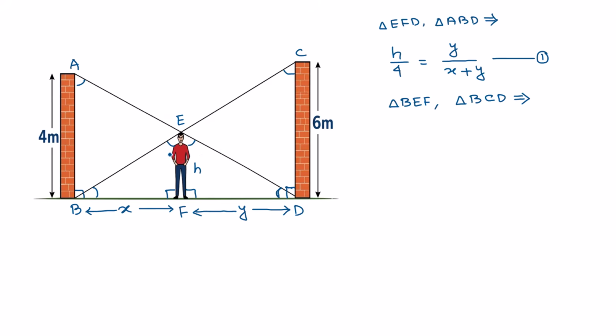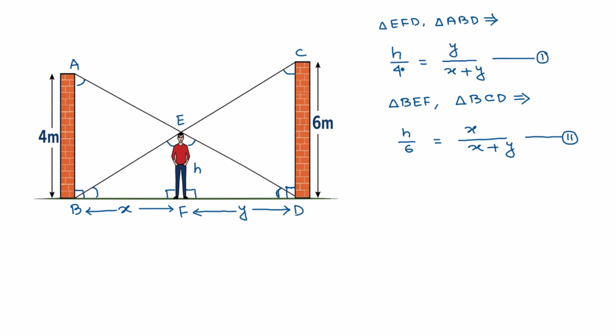Again, applying the similar triangle law, we can write H over 6 is equal to X over this total length, which is X plus Y. So X over X plus Y. Consider this as equation number 2.